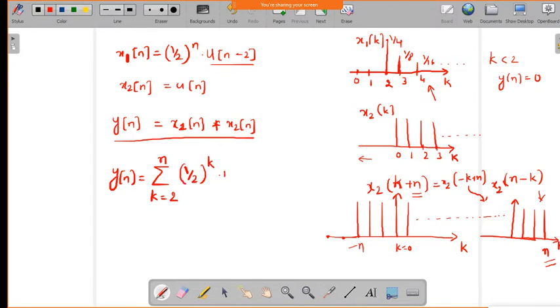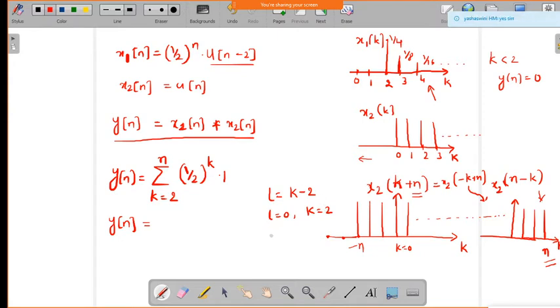So into 1. So this is x2 of n, which is u of n, amplitude will be 1. So now evaluate this expression. So what you will get? Y of n. So now I will change the value of k. That is, I will take L equal to k minus 2. Now when k becomes equal to 2, your L equals 0 for k value 2.